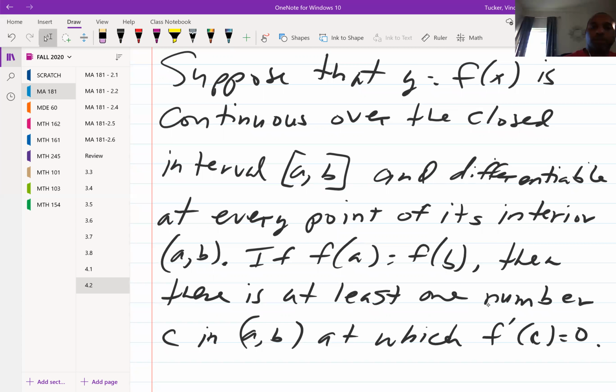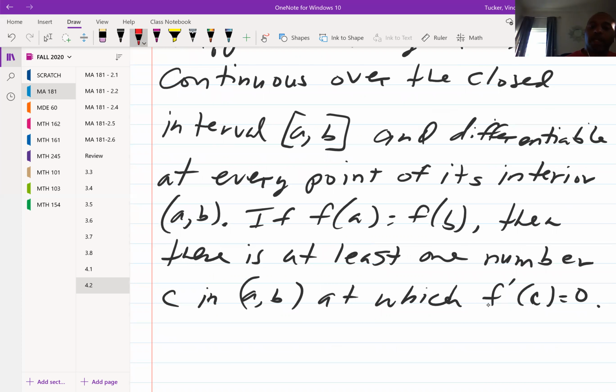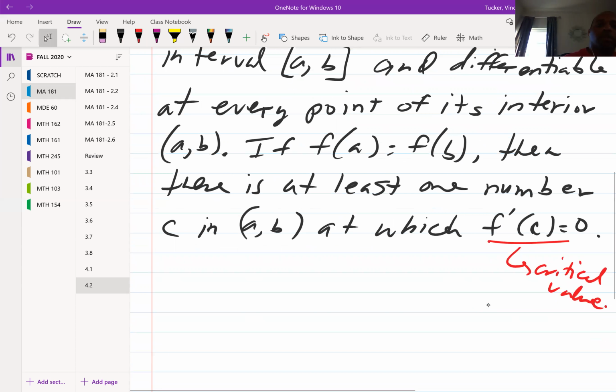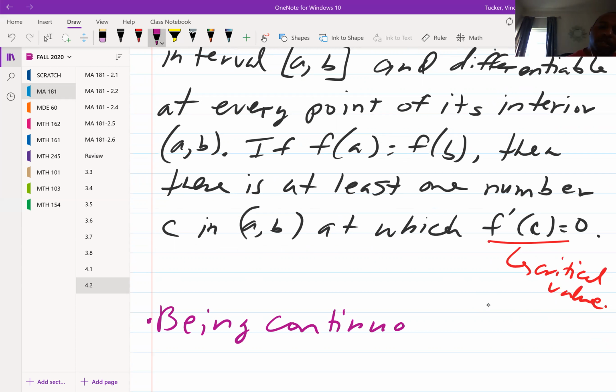All right, and that goes back to what we talked about last class. This means it's a critical value. We talked about f prime of x being equal to 0. This is just a statement backing up what we talked about last class.